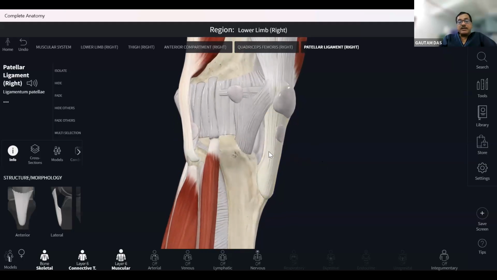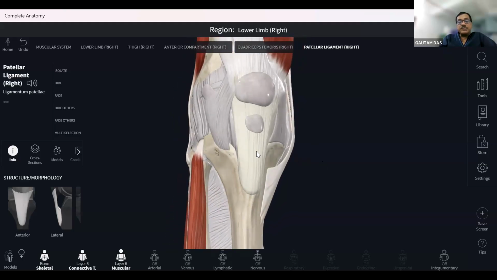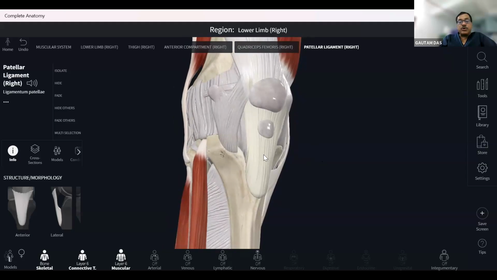And there is another structure which is not shown here, the iliotibial band, which originates from the Gerdy's tubercle. From here it goes above, and the iliotibial band, you know, gets inserted into the iliac crest, where, as we discussed earlier, the gluteus maximus and the tensor fascia lata are the two muscles attached to the iliotibial tract. So the iliotibial tract originates from the Gerdy's tubercle.